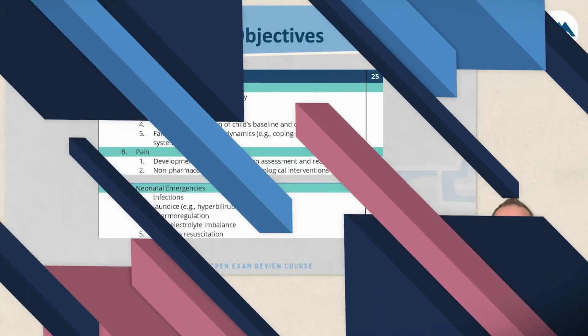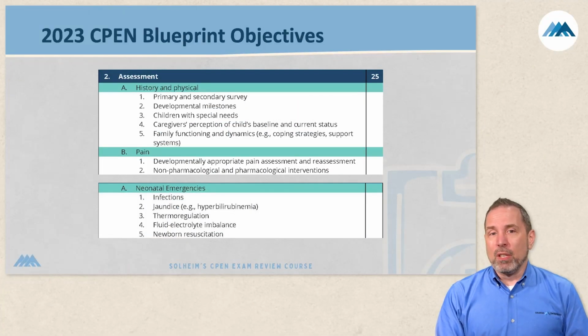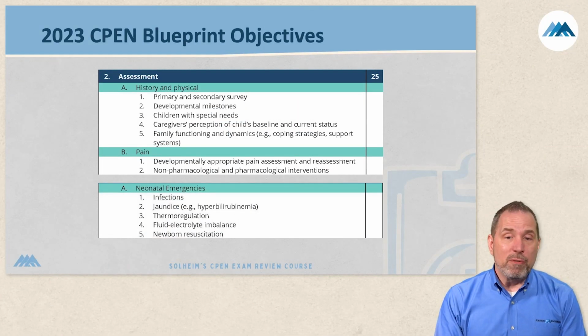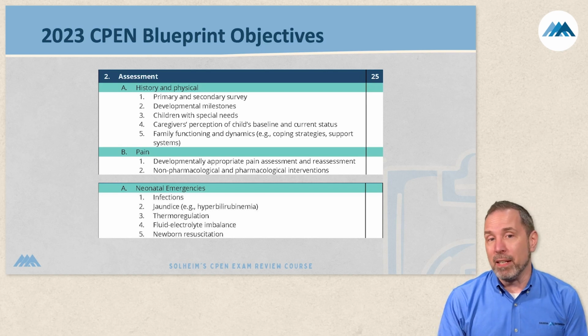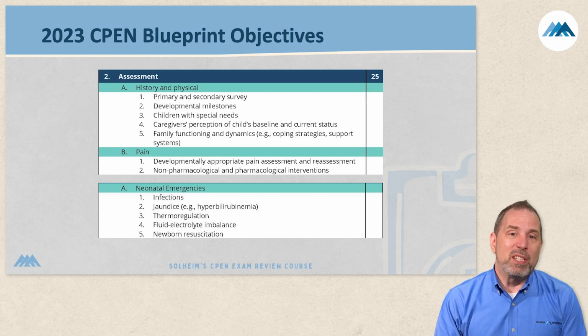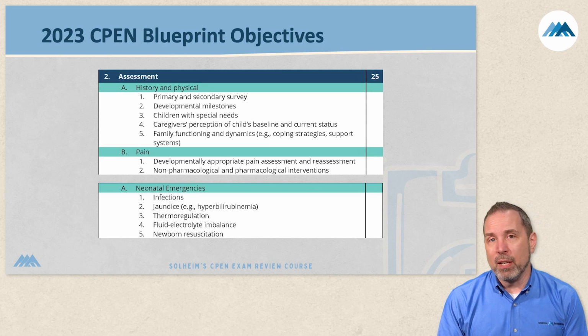This is the pediatric assessment section of the CPEN exam review. In this section, it'll cover 25 questions on the exam, which is about 16, almost 17% of the exam. The blueprint for this section will cover the history and physical as well as pain for the patient. So as you can see on the screen, there are the blueprint objectives that we'll cover.